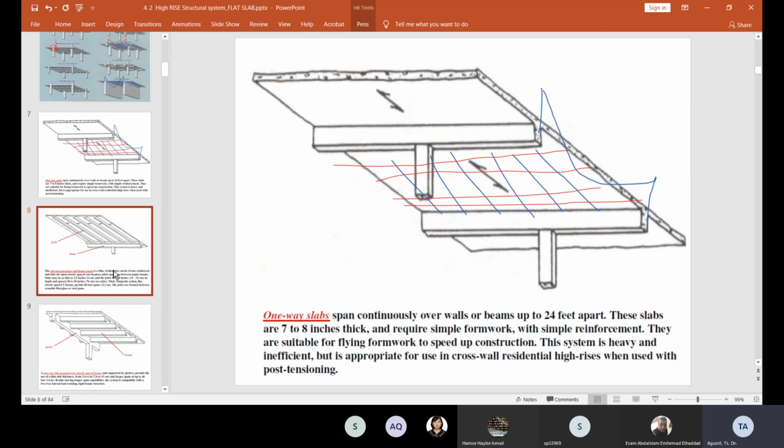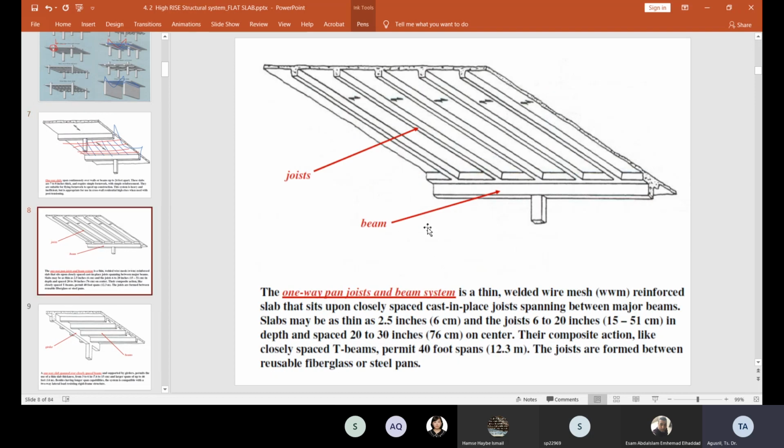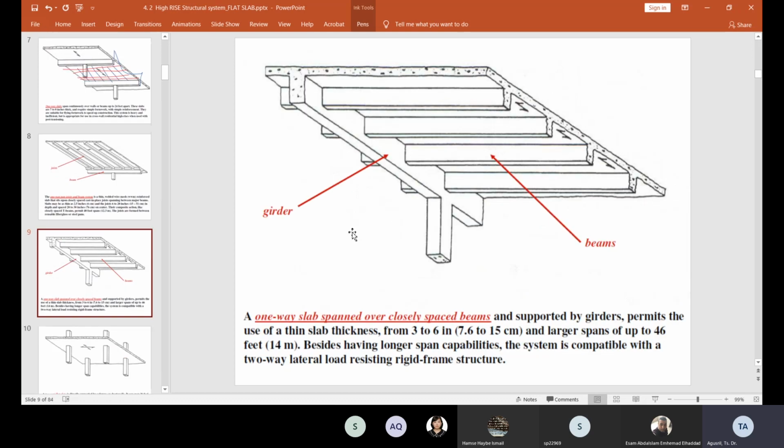Okay. And then the next type of slab consists of the main beam, or in bridges we call this the girder. This is the girder, and then this is the secondary beam. All the slab will be one-way, because this becomes the one-way slab. And then this one also, this is the girder or main beam, and then this is the secondary beam.